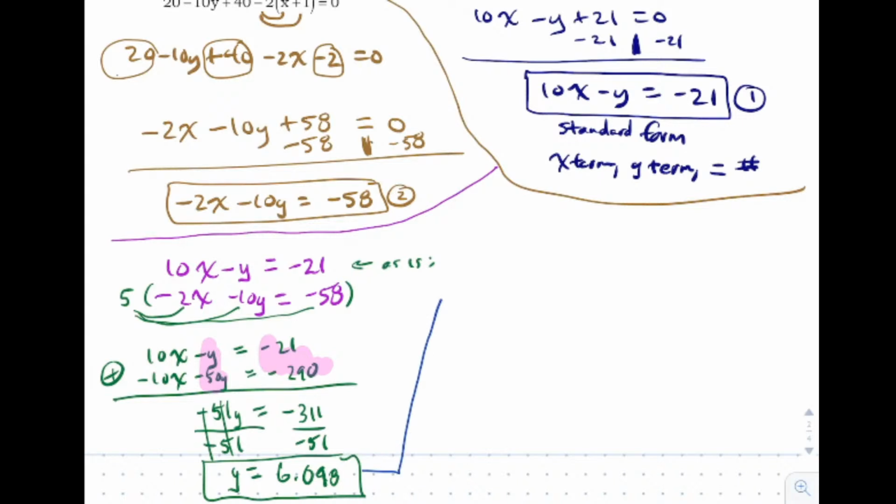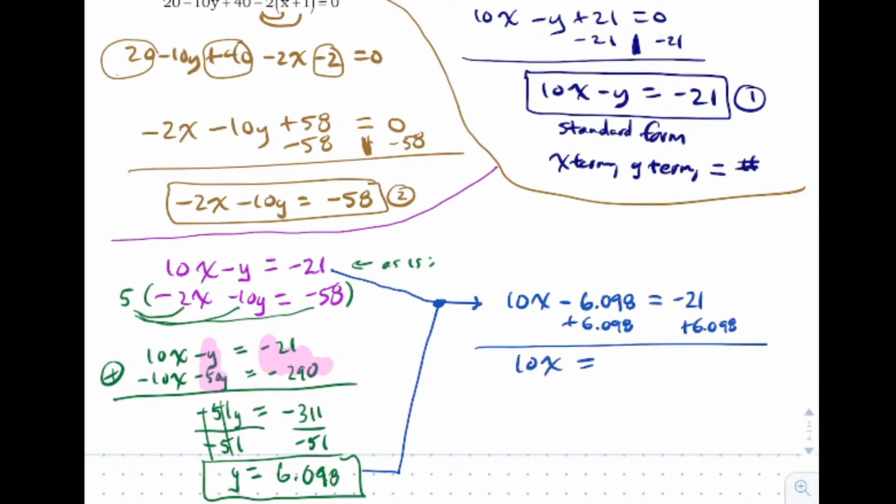Finish up by getting your x. Once more, I'm going to grab my top equation for no particular reason. The top equation says 10x minus y. But wait, I know what y is. Y is 6.098. Okay, equals a negative 21. Well, this won't take long to solve. Add this on both sides. I will have a 10x on the left, and on the right I'll have a negative something, right? The 21 is real big and it's negative, so we're going to have a negative something. Negative 21, add 6.098. We're getting a negative 14.902.